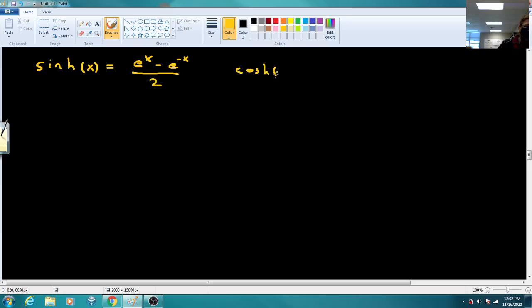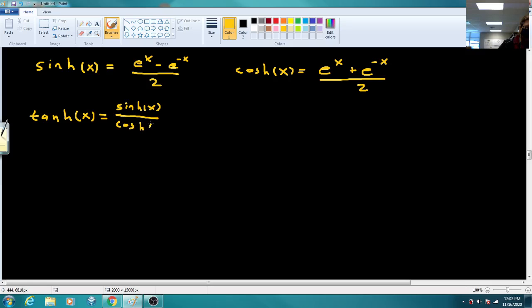Hyperbolic cosine is the same thing with a plus. And I'm pretty sure that this didn't get covered in pre-cal. So we're going to write out the 6 hyperbolic trig functions. So hyperbolic tan is the same as hyperbolic sine over hyperbolic cosine. And it will be e to the x minus e to the negative x, all that over e to the x plus e to the negative x. Basically, it's the sine stuff divided by the cosine stuff, and then you let the 1/2s cancel.